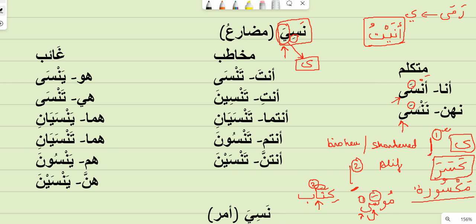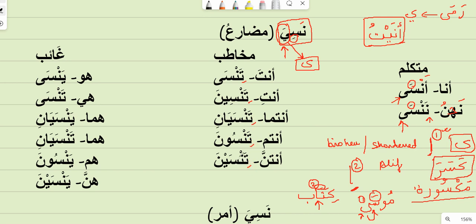So here, that's why the seen has the fatha. Now for nahnu, there's a typing mistake. Nahnu, we have nansa. The noon shows the nahnu. And anta, tansa. Here, the ta, in all the 5 forms, you can see the ta.